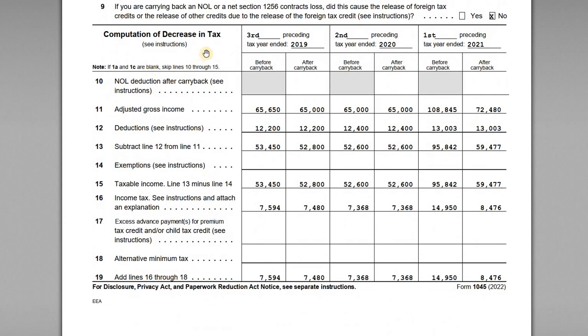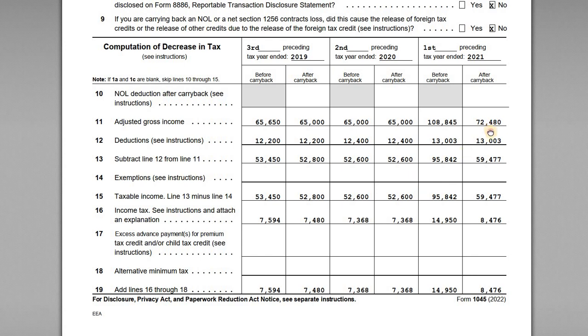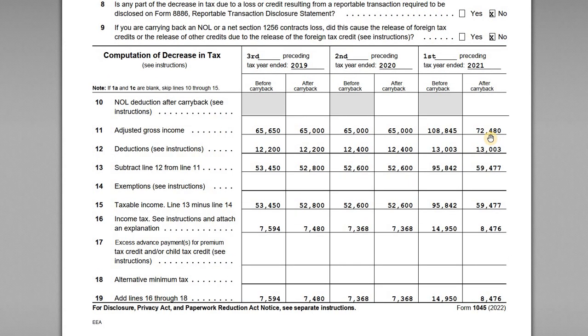Now the computation of decrease in tax. So a lot of numbers here. Let's slowly go through each column so we can follow how this is working. So when we have the 1256 loss carryback, remember it's going back 3 years, so 3 preceding years. So the first preceding year for us, and it should go left to right, so the earliest year starts here, 2019. So the first preceding year is 2021, second is 2020, third is 2019.